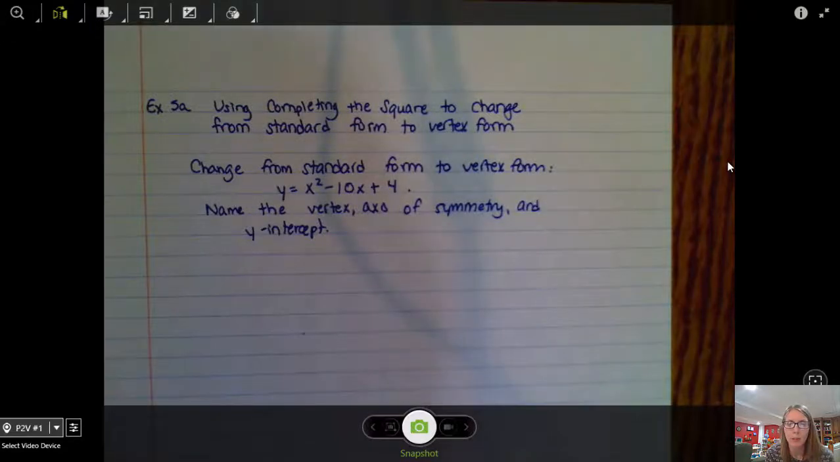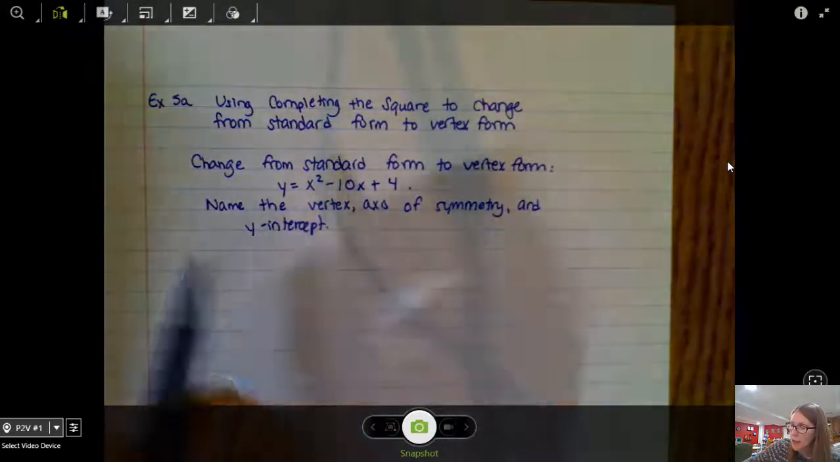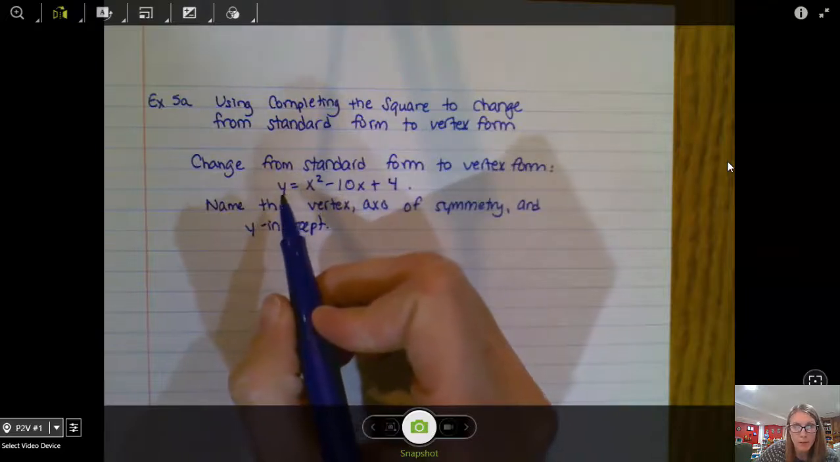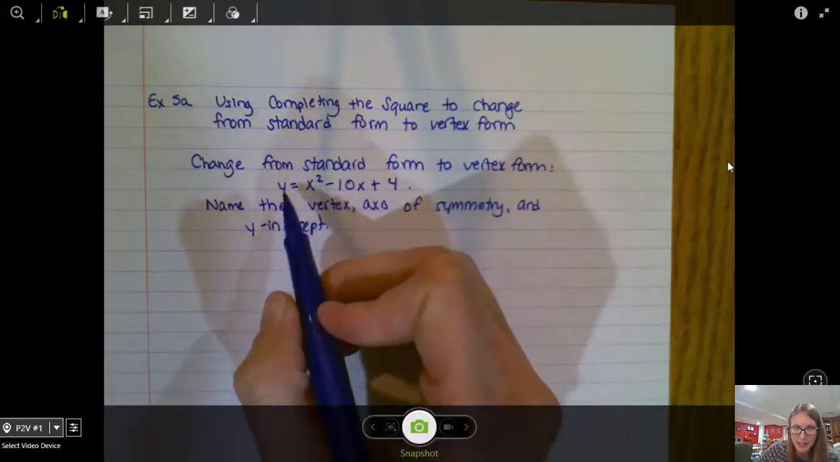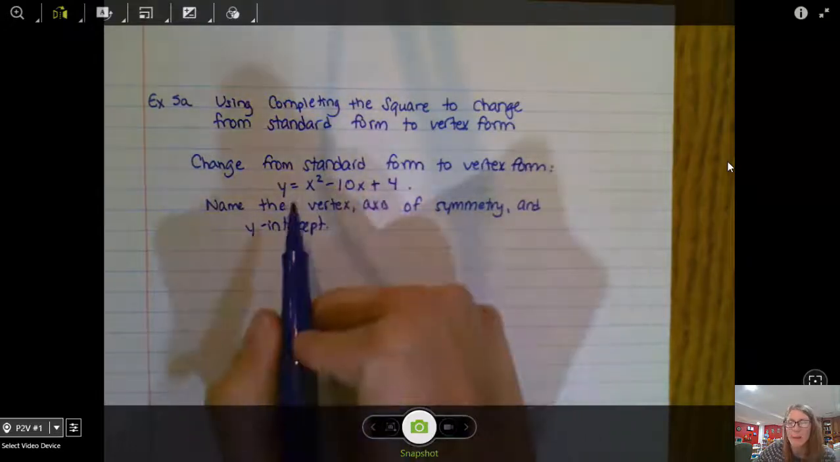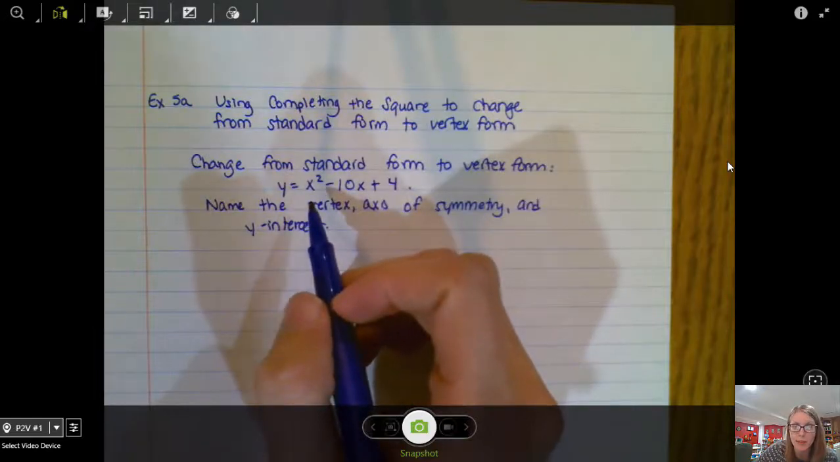Completing the square can also be really helpful for us if we are trying to change from standard form of a quadratic function to vertex form of a quadratic function. In this problem, I want to change my quadratic function from standard form to vertex form. Right now it's in standard form. It's ax squared plus bx plus c. Remember, everything's listed out in individual terms, no parentheses.